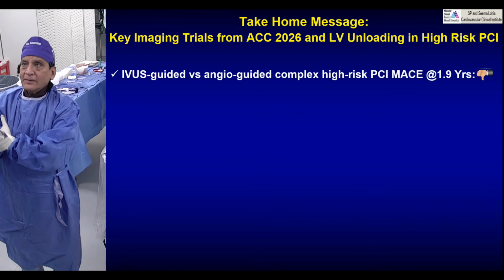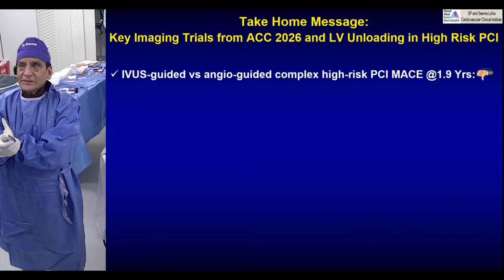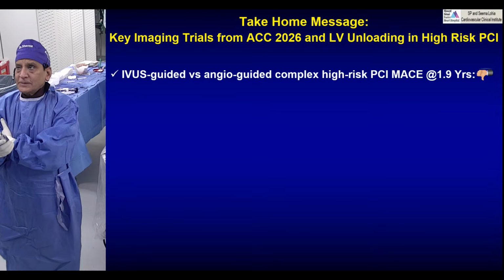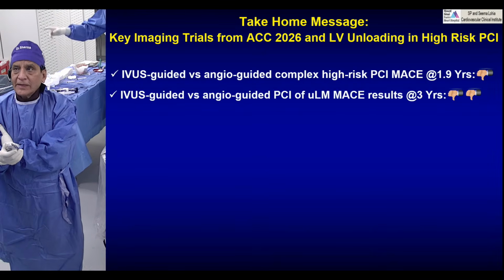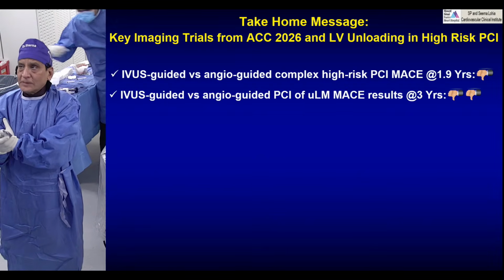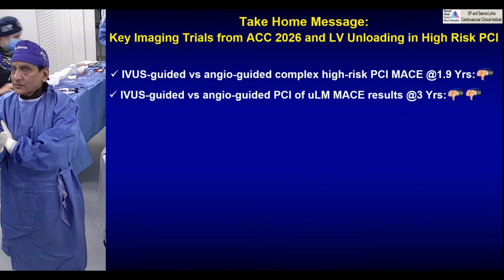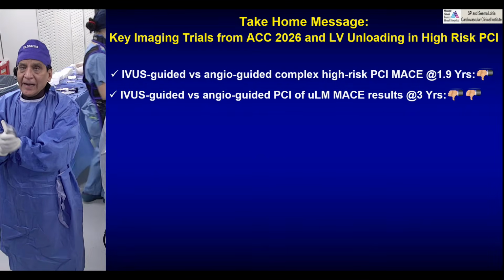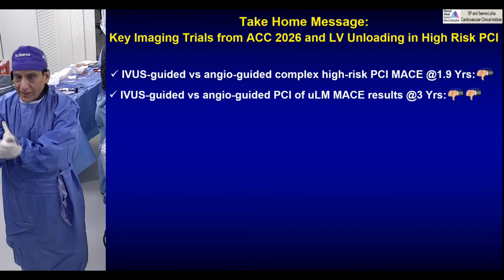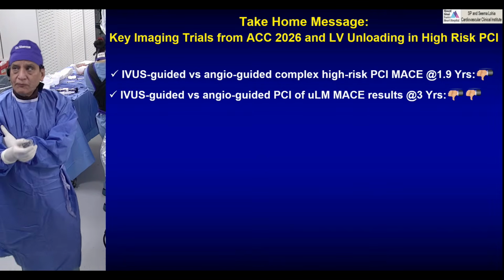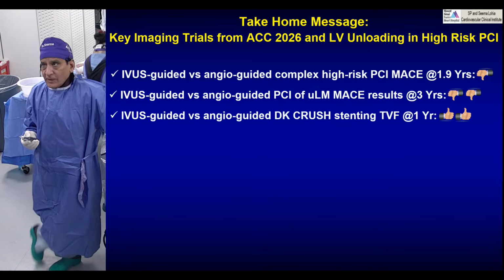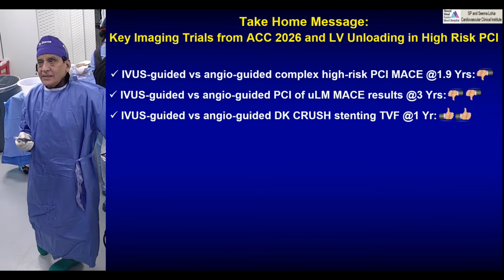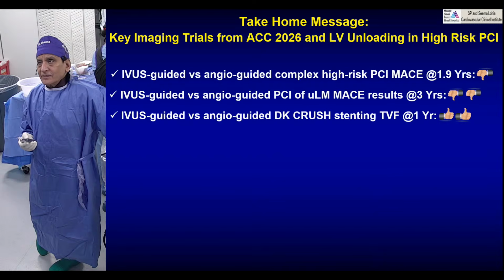So let's complete our take-home message. IVUS guided versus angio guided complex high-risk PCI, MACE at 1.9 years, no difference. IVUS guided versus angio guided PCI of the left main, I put 2 thumbs down because not only was there no difference, there was a higher stroke rate and numerically higher stent thrombosis. So therefore I put 2 thumbs down, compared to the IVUS-CHIP trial with 1 thumb down.